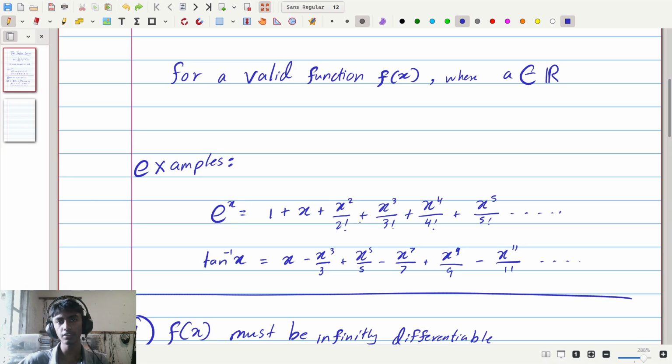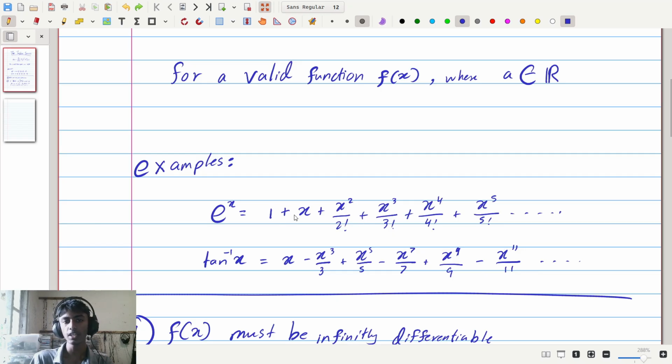E to the power of x is equal to 1 plus x plus x squared over 2 factorial plus x cubed over 3 factorial plus x to the power of 4 over 4 factorial plus x to the power of 5 over 5 factorial and so on. This is the Taylor series of e to the power of x. Similarly, tan inverse x has a Taylor series as follows. Tan inverse x is equal to x minus x cubed over 3 plus x to the 5th over 5 minus x to the 7th over 7 plus x to the 9th over 9 minus x to the 11th over 11 and so on. This is the Taylor series of tan inverse x.